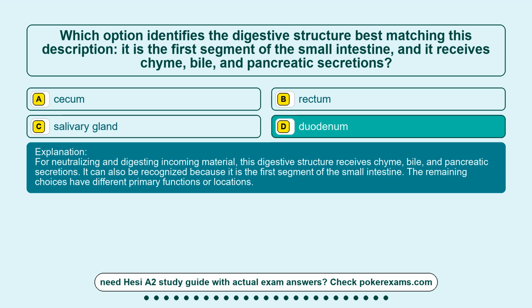The remaining choices have different primary functions or locations.